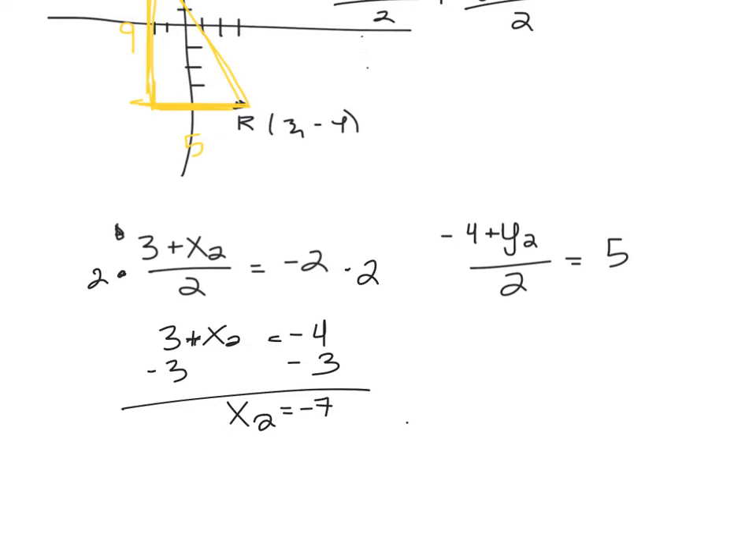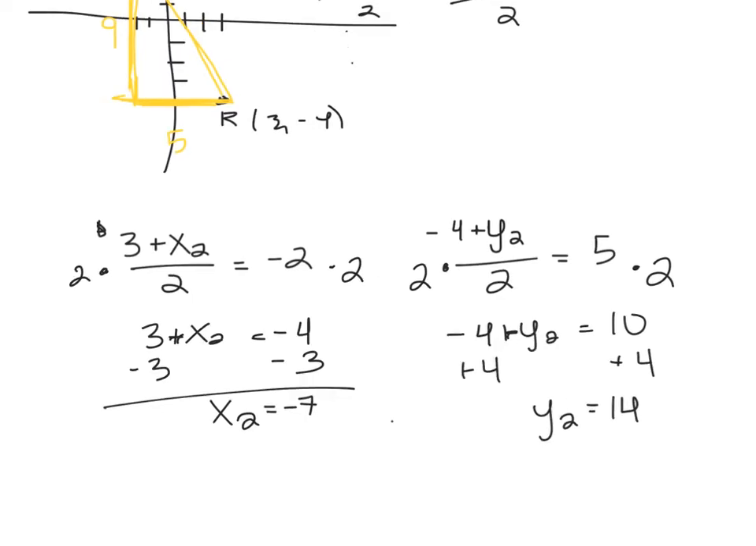And to find y2, we'll do the same thing. Multiply both sides by 2. I get -4 plus y2 equals 10. Add 4 to both sides to solve, and I get that y2 equals 14. So these tend to be the two ways that we see midpoint problems in context.